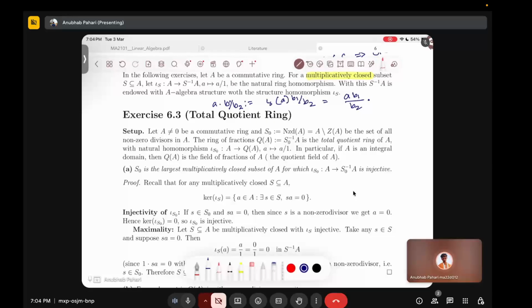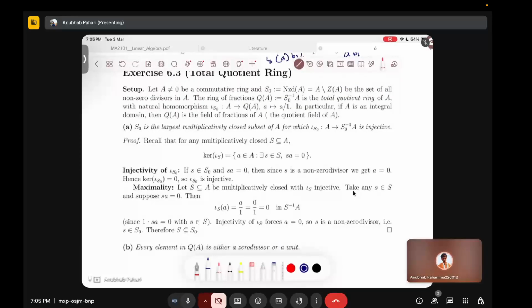Now the first exercise is to show that S0 is the largest multiplicatively closed subset of A for which i_S0: A going to S0 inverse A is injective. Now recall that for any multiplicatively closed set S of A, the kernel of i_S equals those elements a from A such that there exists small s from S such that sa equals 0. That is clear, right? And for the injectivity of i_S0, if you take small s from S0 and sa equals 0, then since s is a non-zero divisor, we get a equals 0, and therefore the kernel of i_S0 equals 0, and therefore it is injective.